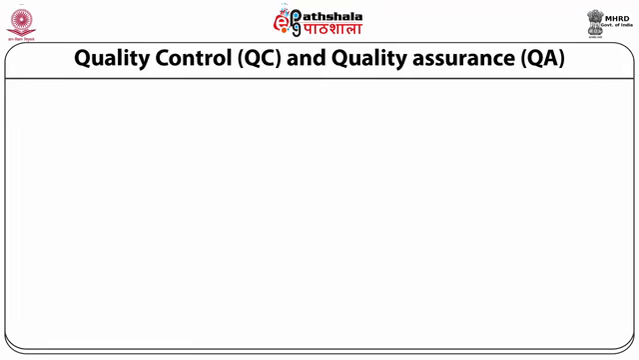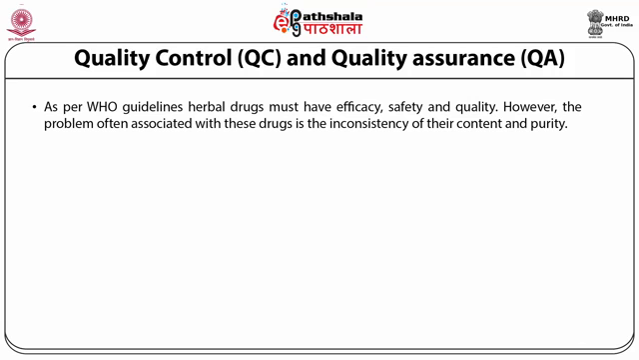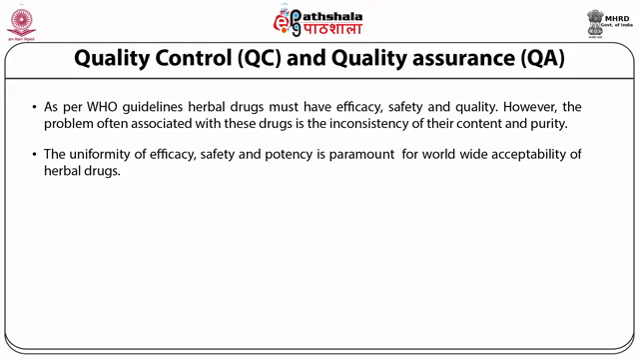Let's now understand the concepts of quality control and quality assurance in more detail. As per WHO guidelines, herbal drugs must have efficacy, safety, and quality. However, the problem often associated with these drugs is the inconsistency of their content and purity. So, uniformity of efficacy, safety, and quality is paramount for worldwide acceptability of herbal drugs. To attain these, herbal drugs need to be checked for quality, which is done by quality control or quality assurance. First, quality control.